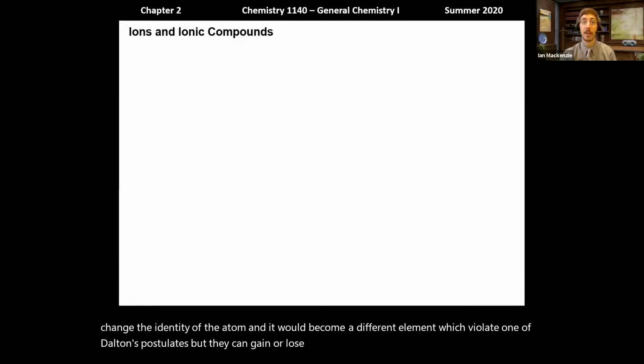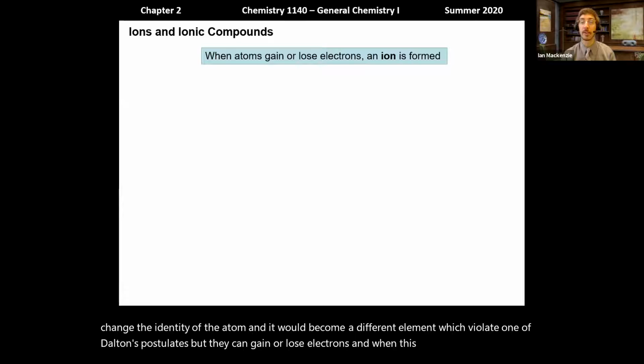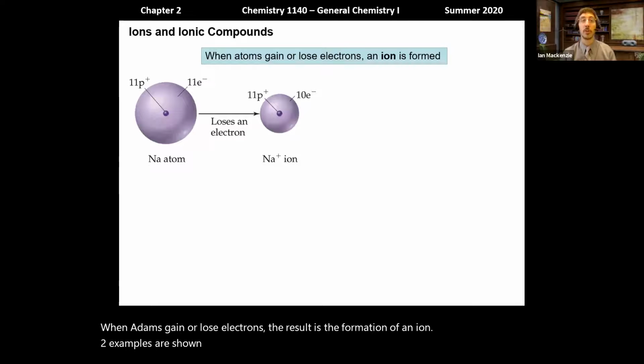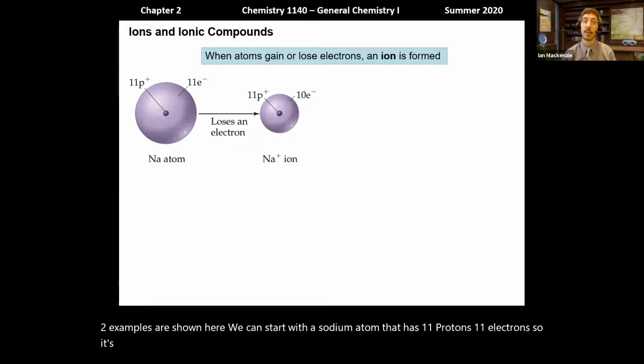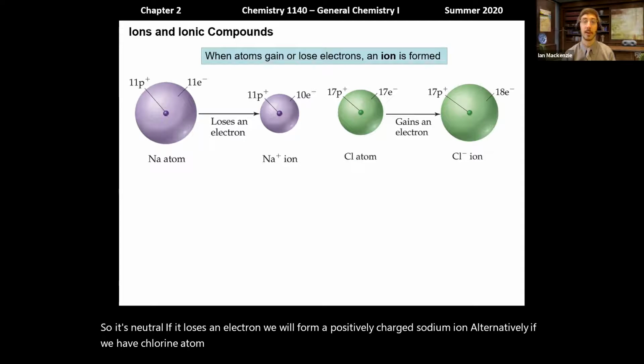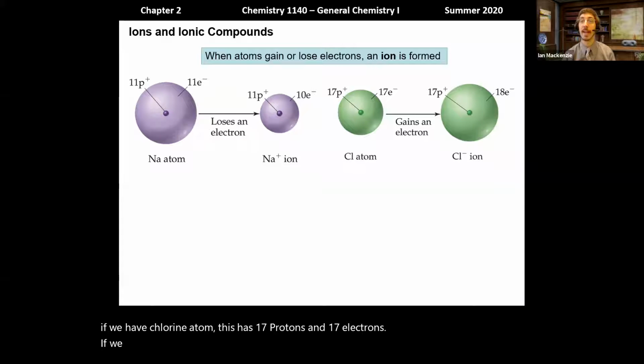And when this happens, when atoms gain or lose electrons, the result is the formation of an ion. Two examples are shown here. We can start with a sodium atom that has 11 protons and 11 electrons, so it's neutral. If it loses an electron, we will form a positively charged sodium ion. Alternatively, if we have a chlorine atom, this has 17 protons and 17 electrons. If we gain an electron, we can now form a negatively charged chloride ion.